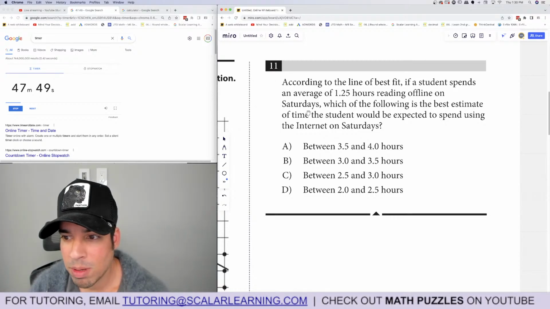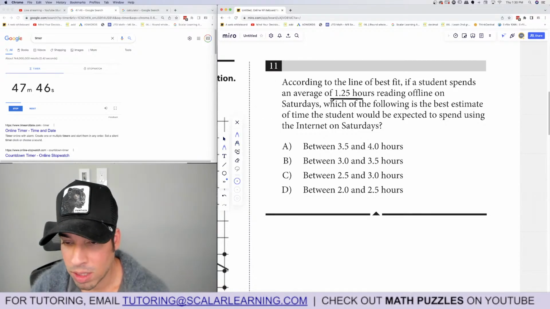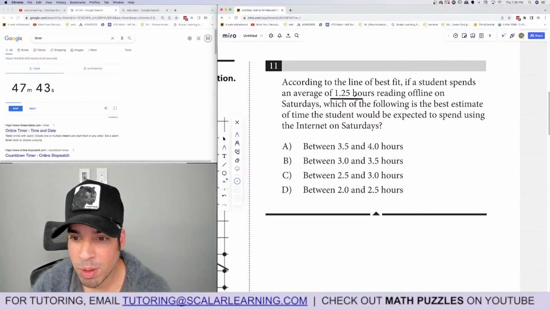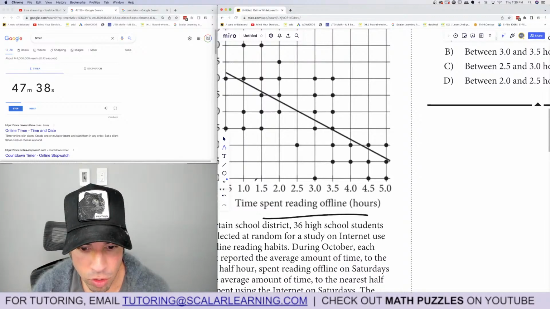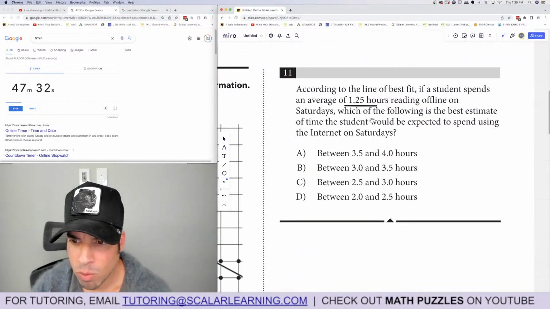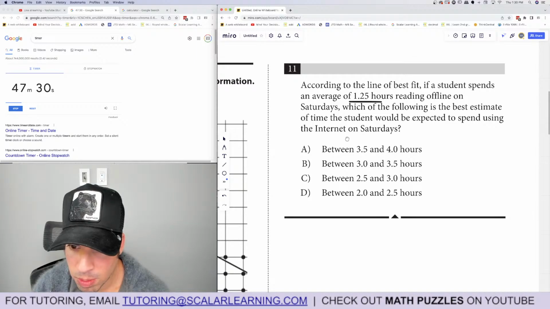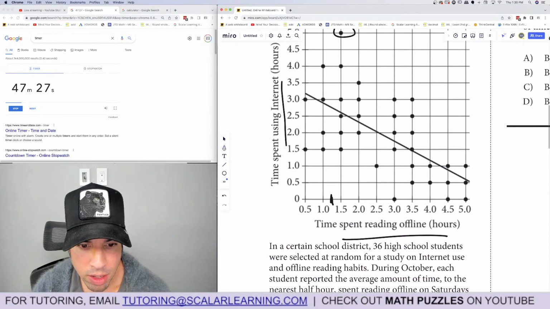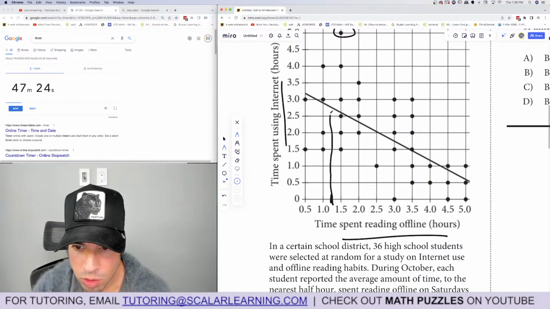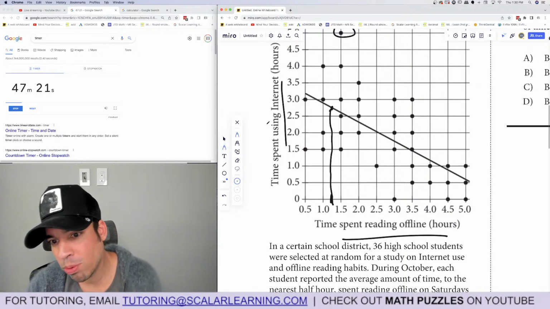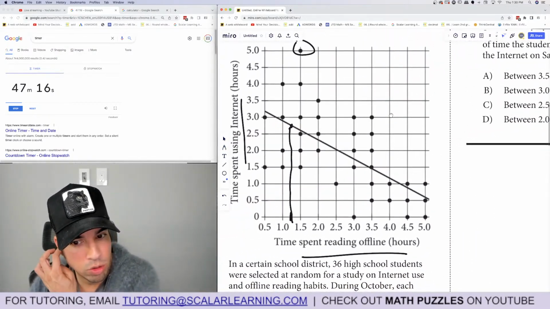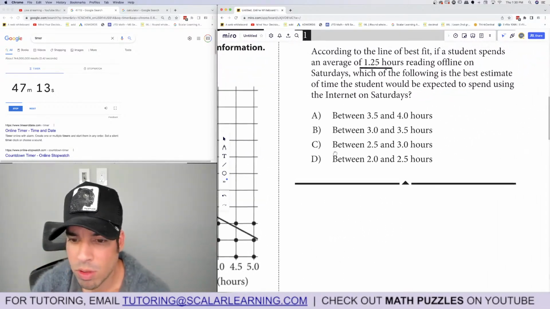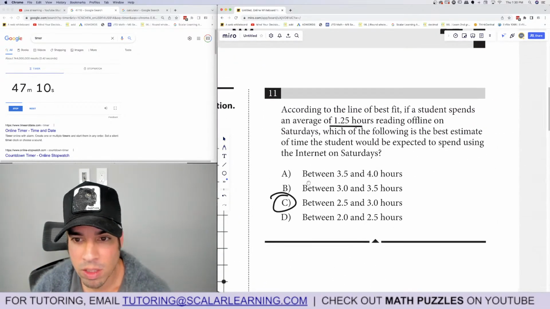According to the line of best fit, if a student spends an average of 1.25 hours reading offline, and now this is the line of best fit, not the data points, let's just mark that. 1.25 reading offline, it's in between those two. Which of the following is the best estimate of the time the student would expect to spend using the internet? Okay, so we're looking at the y value, so we're going to take it straight up to the line of best fit. So I'm going to say 2.75. It looks like right in the center. So between, yeah, let's say between 2.5 and 3. Boom, nailed it. All right.